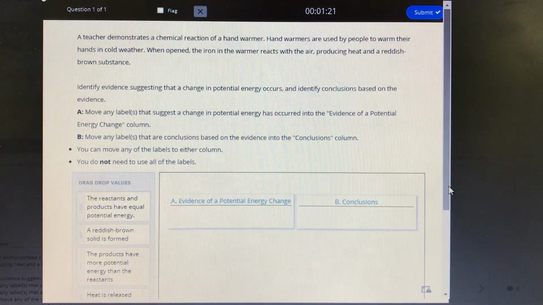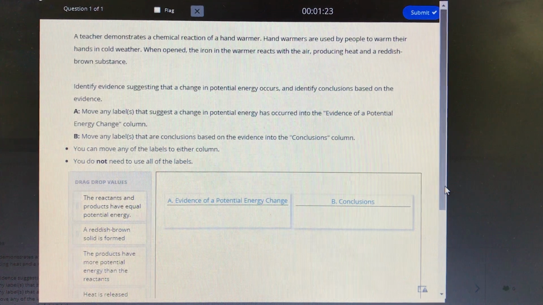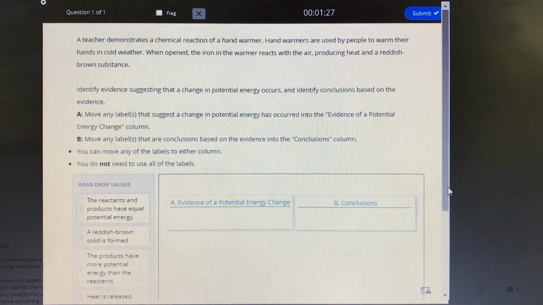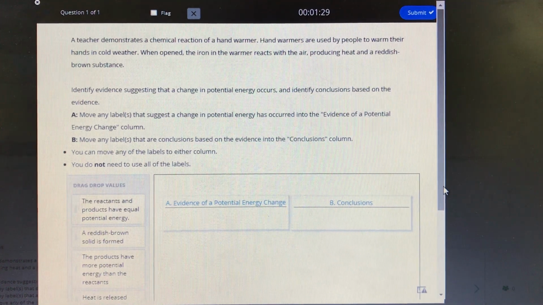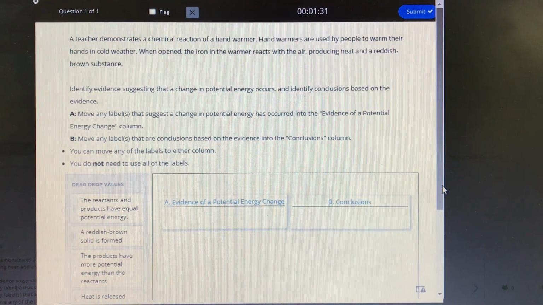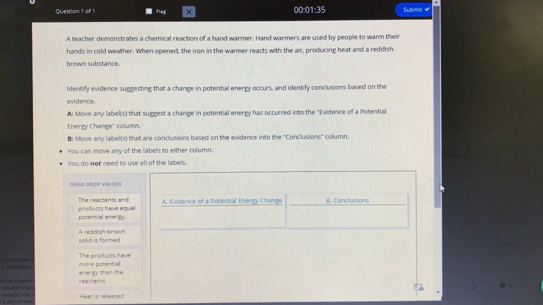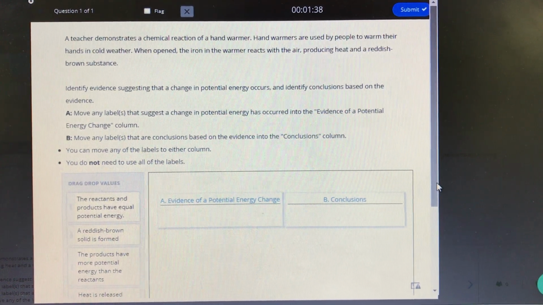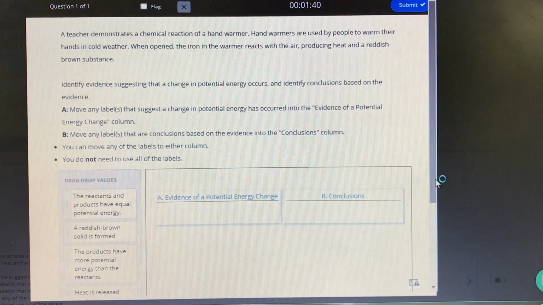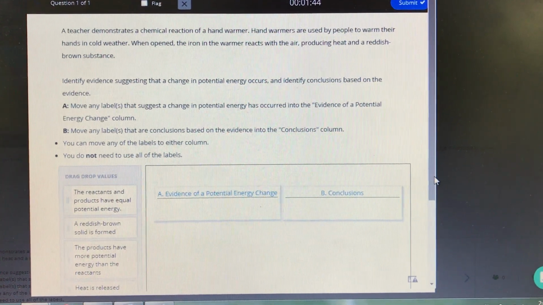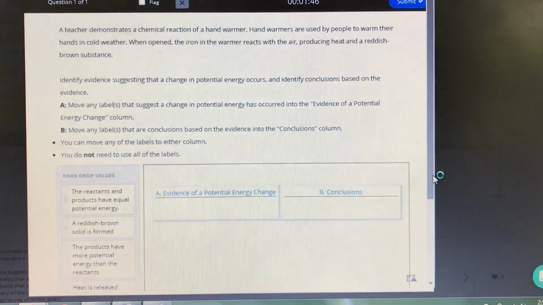It says, a teacher demonstrates a chemical reaction of a hand warmer. Hand warmers are used by people to warm their hands in cold weather. When opened, the iron in the warmer reacts with the air, producing heat and a reddish-brown substance. Identify evidence suggesting that a change in potential energy occurs, and identify conclusions based on the evidence.